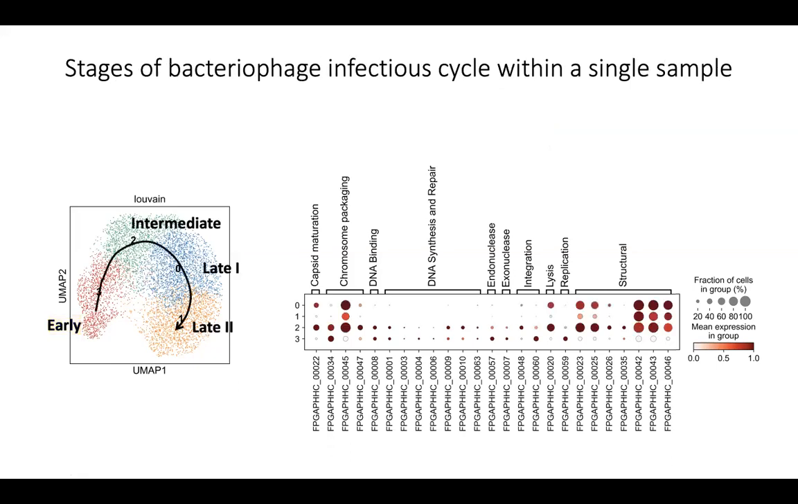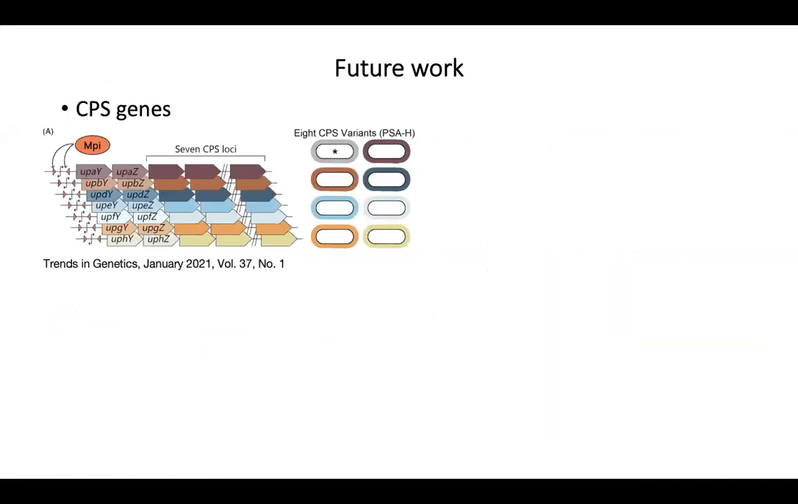But then, in the same way, we can look at all of the other clusters and draw this trajectory where we have early infected cells in different cycles of phage infection, right? In different stages of the phage infection cycle, from early to intermediate and to late. All right, so that's what we've done so far, but then of course we're also interested in this trend where we see the change in CPS, or capsular polysaccharide genes.